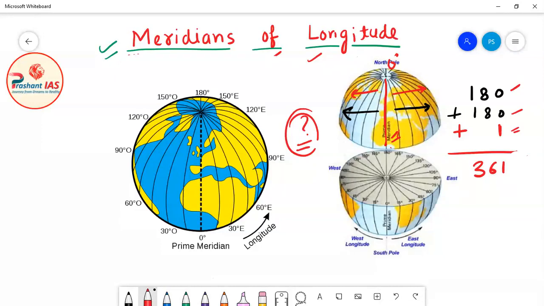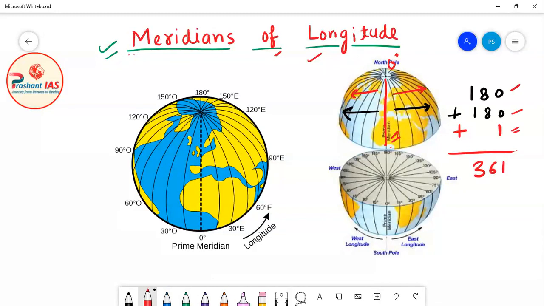Now I will explain to you why this answer is wrong. Okay, so friends, why have I taken so much time to explain this concept? Because I have seen that many students remain confused in this concept for very long. They are unable to understand why longitudes are not 361.